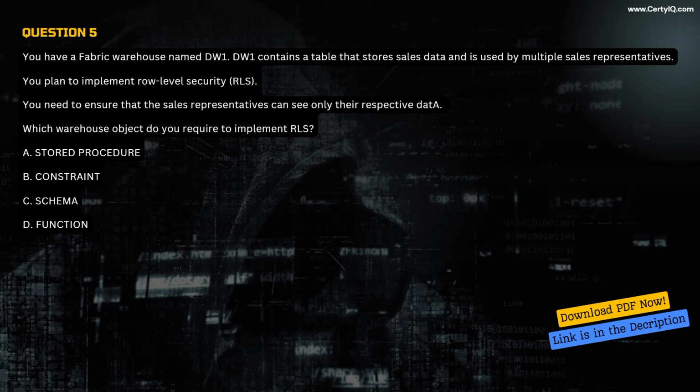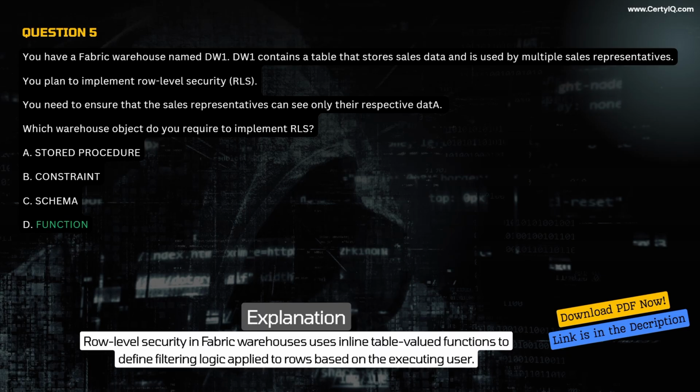Question 5. You have a Fabric warehouse named DW1. DW1 contains a table that stores sales data and is used by multiple sales representatives. You plan to implement row-level security (RLS). You need to ensure that the sales representatives can see only their respective data. Which warehouse object do you require to implement RLS? A. Stored procedure. B. Constraint. C. Schema. D. Function. Correct answer D. Function. Explanation. Row-level security in Fabric warehouses uses inline table-valued functions to define filtering logic applied to rows based on the executing user.